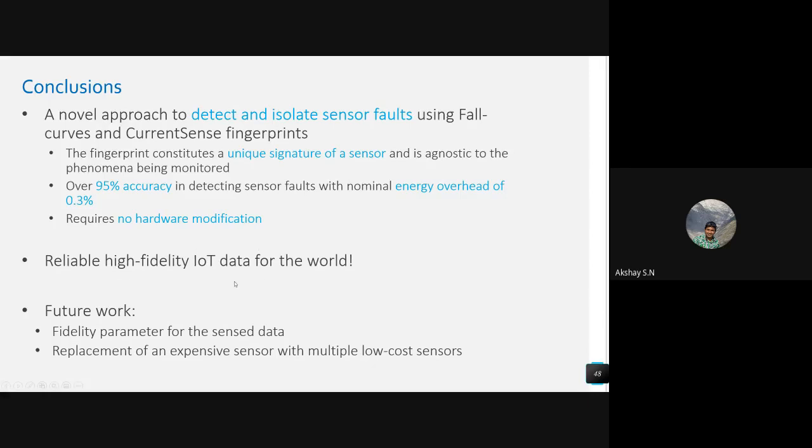the data. As part of the future work, what we are doing is that we are trying to create standards, which say every time you collect data, there should be some kind of a fidelity parameter associated with it, so that anyone who consumes the data knows whether it's valid data or faulty data.